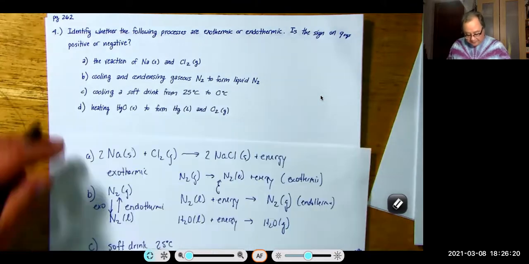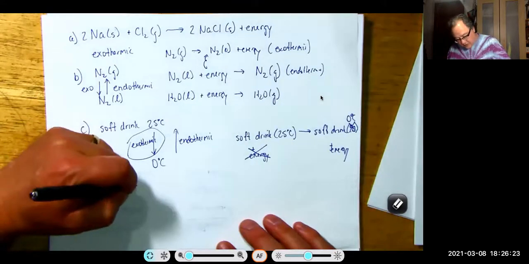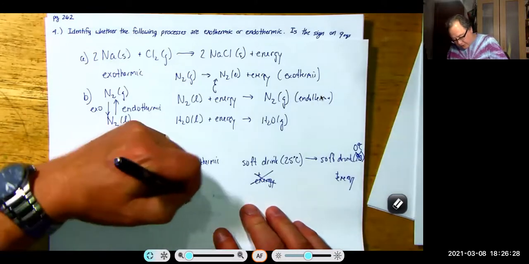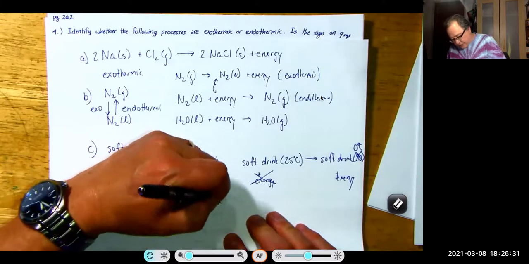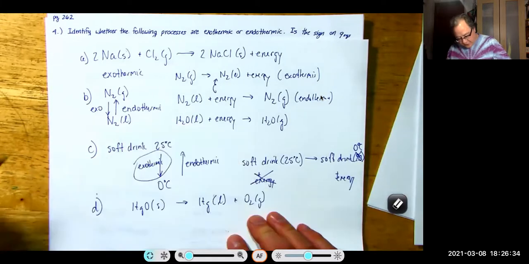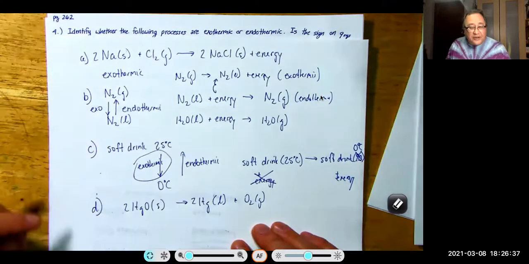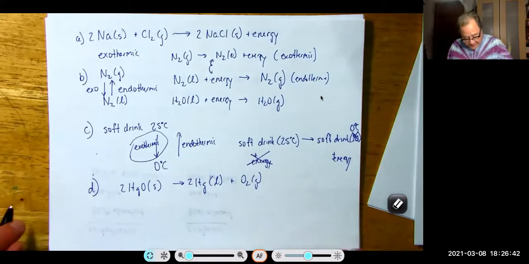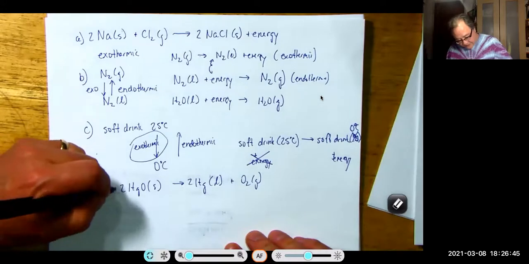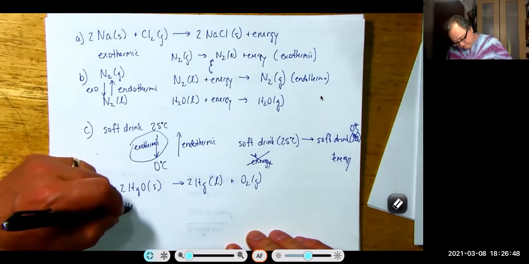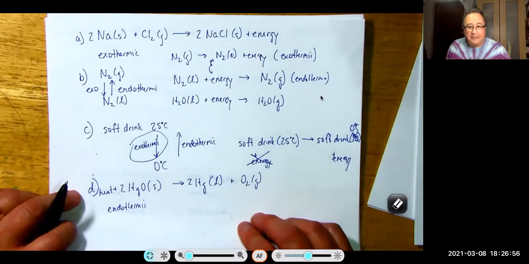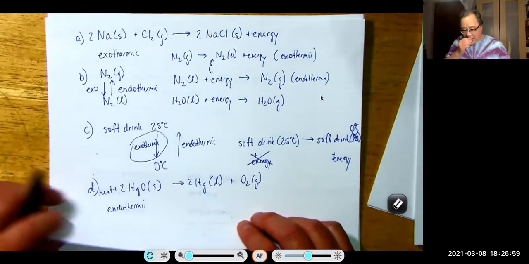Okay, and the last one, you're going to take this mercury(II) oxide, which is a solid, and you're going to turn it into mercury, which is a liquid, and oxygen, which is a gas. And we need a 2 here and a 2 here to balance it. And it says you're going to heat it up. Is heat a reactant or a product? And the answer is the heat is a reactant, so this is endothermic. Any questions? Okay, we're going to move on.